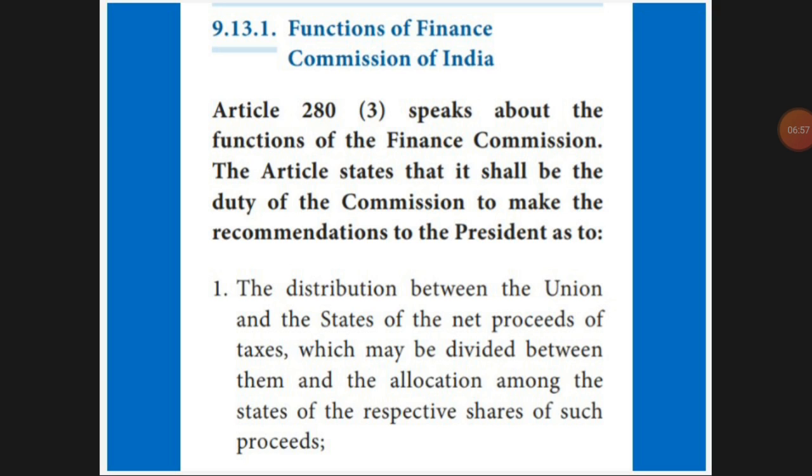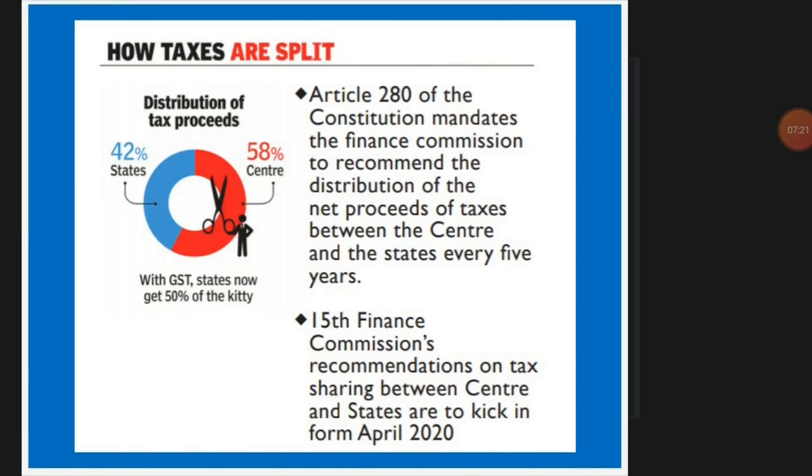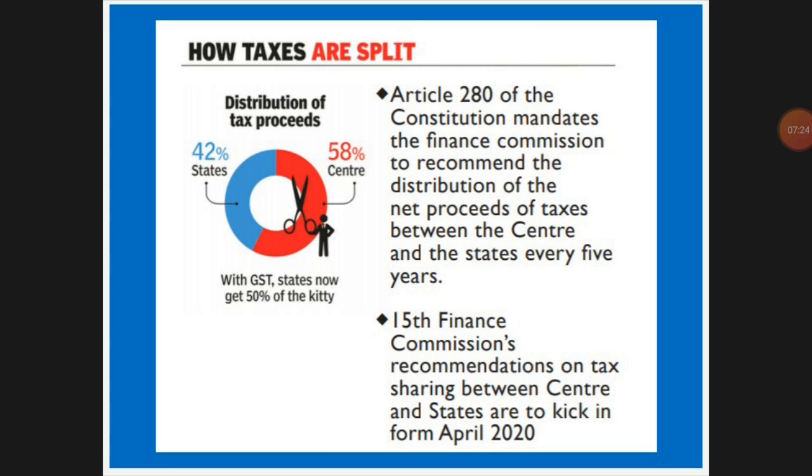Next, if there is any grant-in-aid, how much has to be distributed to each state is given according to Article 275(1). How much aid is given to each state is according to their eligibility, whether it is a bigger or smaller state, population wise. Next is how the taxes are split. GST: if 100 rupees is collected, 58 rupees will go to the central government and 42 rupees will come to the state government. That is what the GST has been done.